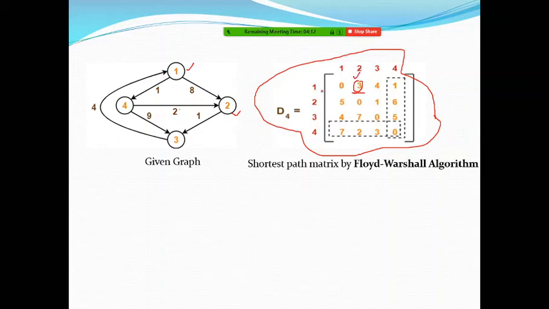Like 1 2 3: the entry is 4. There was no direct path between 1 and 3, but it is showing 4. Now you can calculate how. Yes, 1 to 2 is 1, but the direct edge is 9, so it should have been 1 plus 9, 10. No, it has optimized this number. That means 1 to 4, then 4 to 2, and then from 2 to 3.